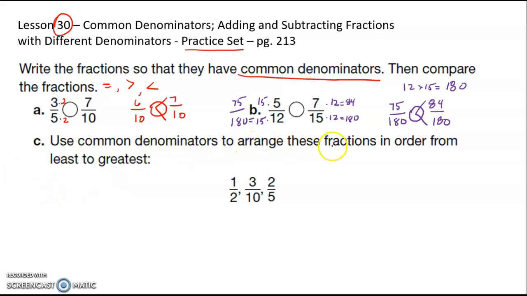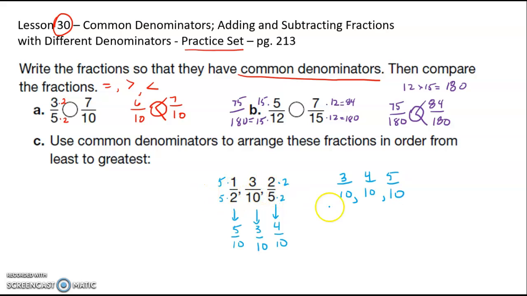Use common denominators to arrange these fractions in order from least to greatest. Okay, so I'm going to use 10 as my common denominator. So this would be times 5, times 5. So 1/2 is 5 over 10. And then I'm going to make this 10 as well. So that's going to be 4 over 10. And I have 3 over 10 here. So if I put these in order, I have 3/10, 4/10, and 5/10.